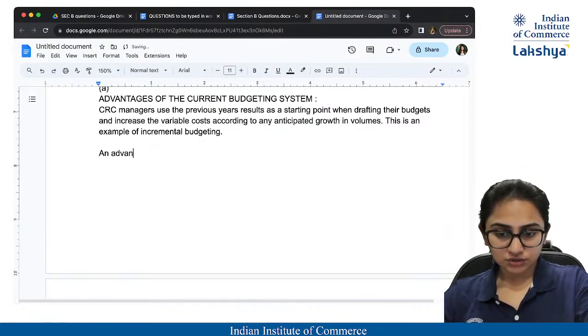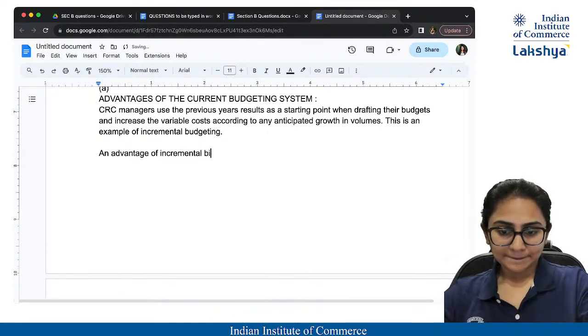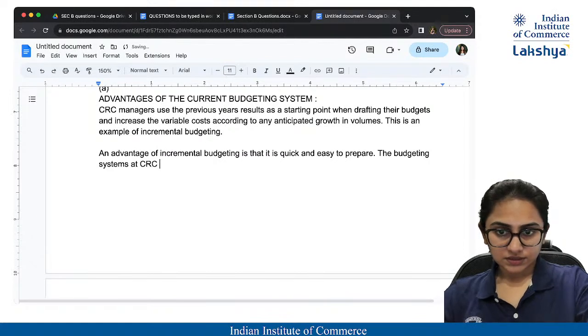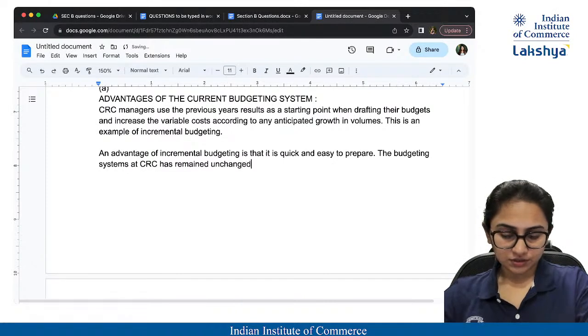So an advantage of incremental budgeting is that it is quick and easy to prepare. The budgeting systems at CRC has remained unchanged for a long time.